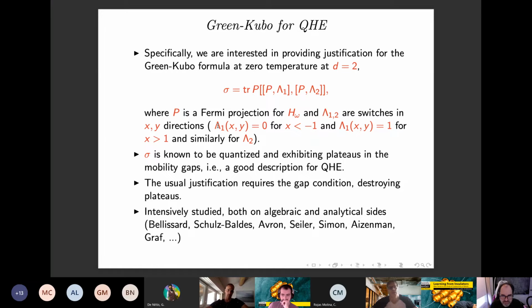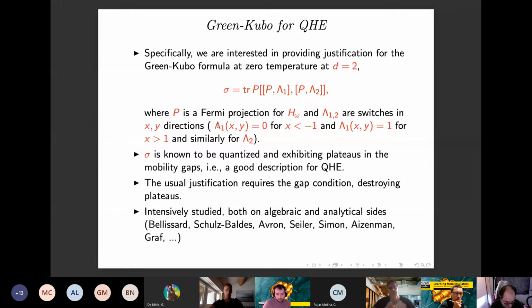So we know quite a bit about this. This was studied since Bellissard and Schulz-Baldes, for instance, on the algebraic side, and on the analytic side by Avron, Seiler, Simon, and Aizenman, Graf, etc. Right. So it is a well-studied object, and this formula makes sense as long as the Fermi projection decays sufficiently fast. So the kernel of the Fermi projection has to decay. In particular, it works perfectly well when your Fermi energy falls into the mobility gap.